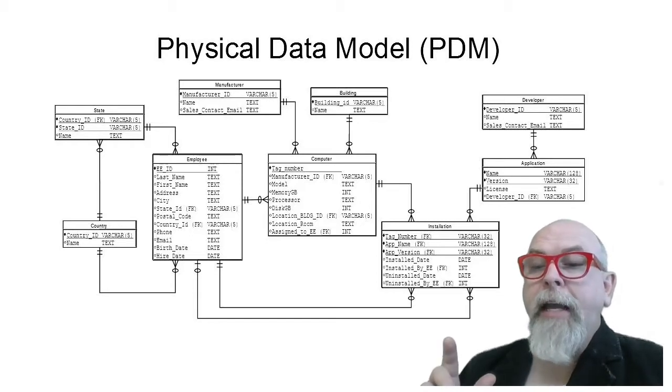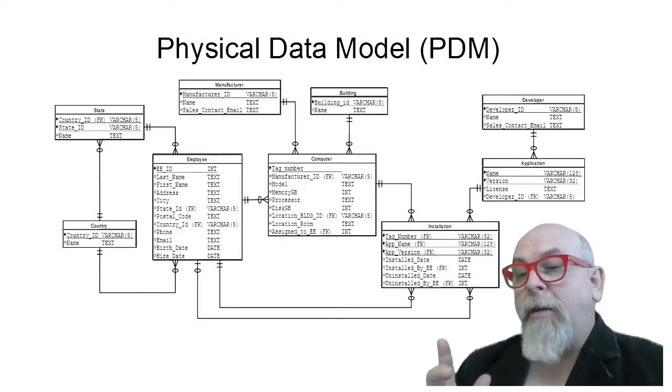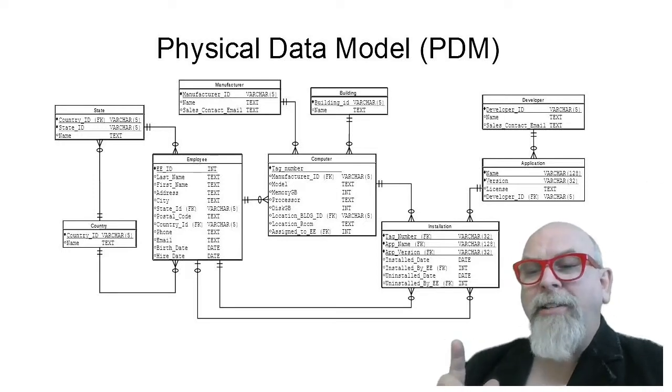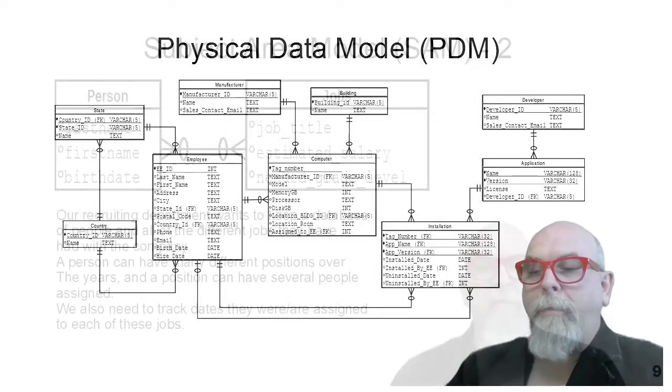So an employee can uninstall 0 or more applications, and an installation can be uninstalled by 0 or 1 employees, because it might not be uninstalled yet. It's a little tricky, but I wanted to point that out.